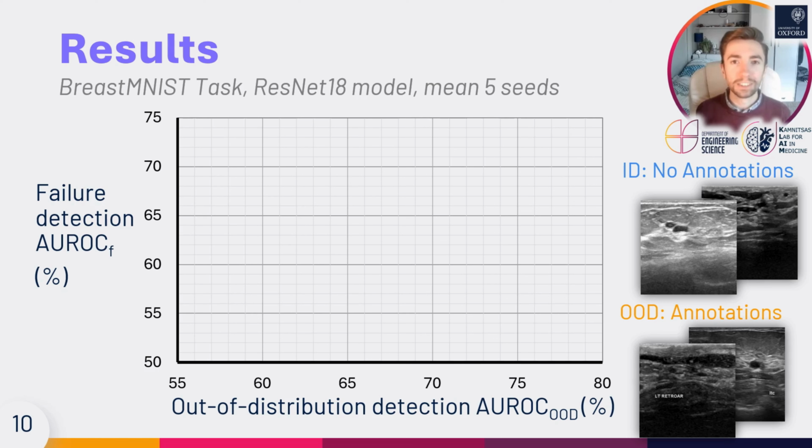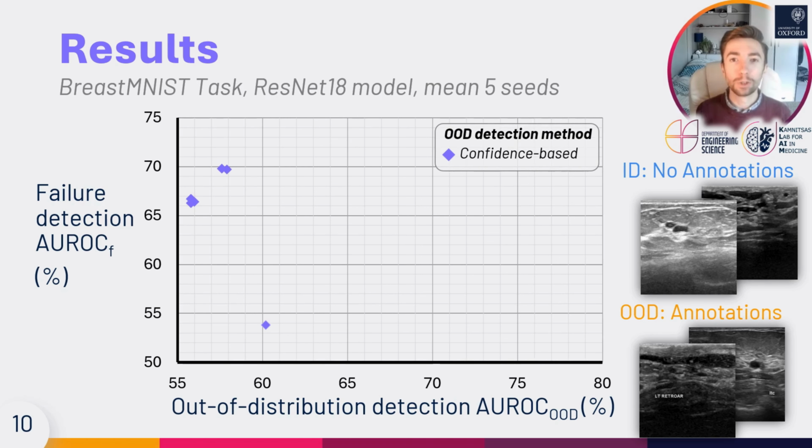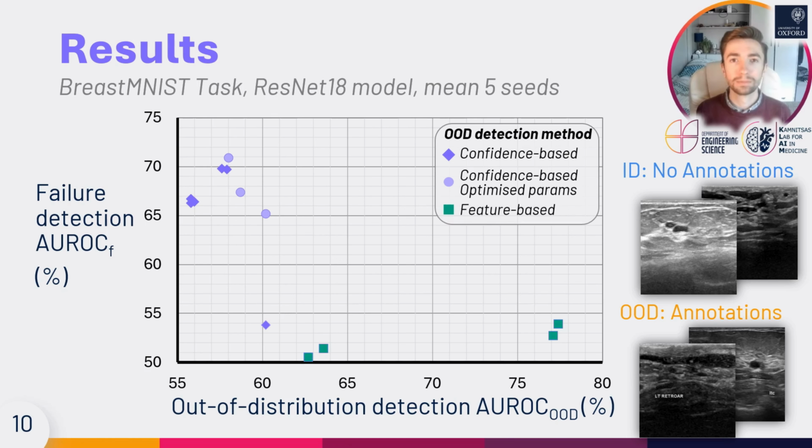Right, let's look at the results. So on the x-axis, we have the outer distribution detection AUROC, and on the y-axis, we have our failure detection AUROC. This is for the breast MNIST task, where I'm showing the results for a ResNet 18 model, where I'm showing the mean of 5 seeds. So let's start by plotting our confidence-based outer distribution detection methods, then our confidence-based methods with an optimized parameter, and then our feature-based methods in green.